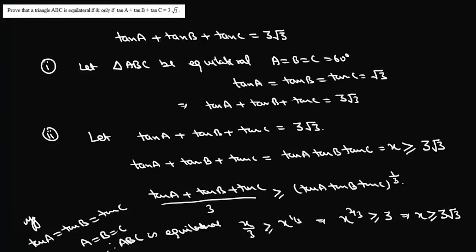Now the one question that pops up in the head is, how can we use AM and GM if we do not know whether these three numbers they are positive? But we know that tan A into tan B into tan C is 3 root 3, which is a positive number. That means all the three angles A, B and C, they'll be acute. And that's the reason we have used AM and GM in this question.